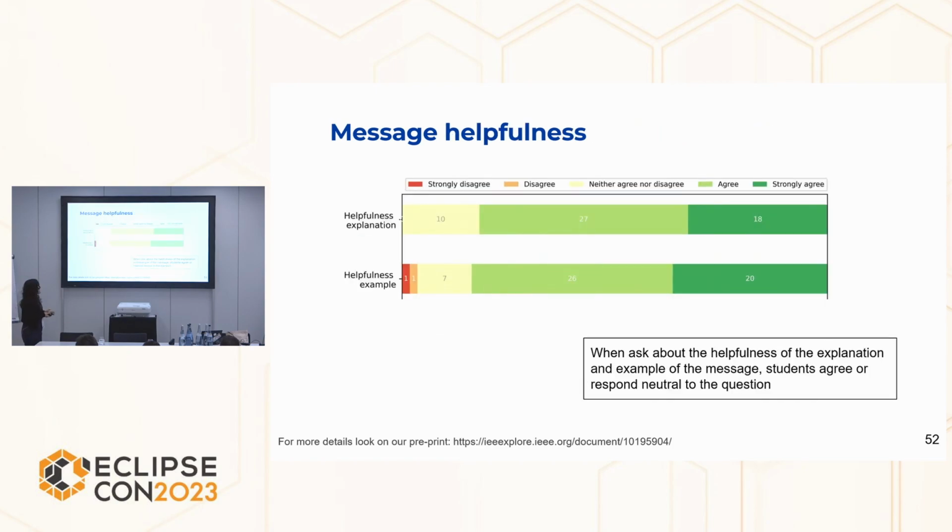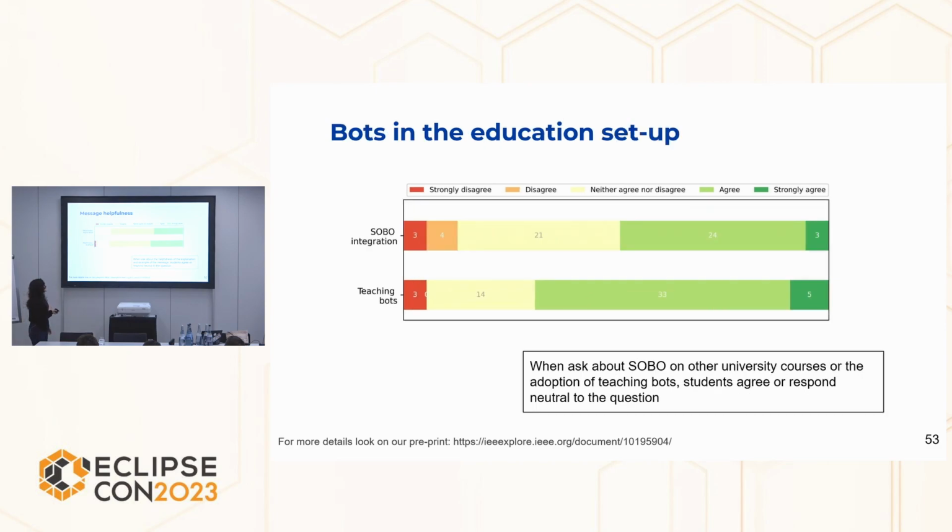Then we asked them, was it actually helpful? And again, neutral or agrees with the statement. And then we have, and this was very important for us, how do you feel about having similar bots like this on other courses, or on your own GitHub repositories? And again, most of them agree or are neutral about it.